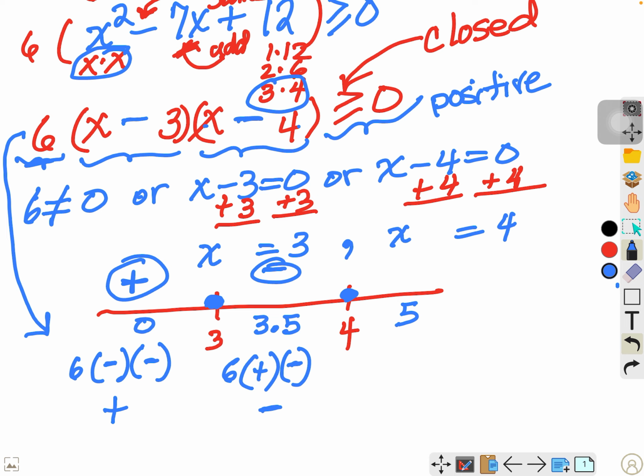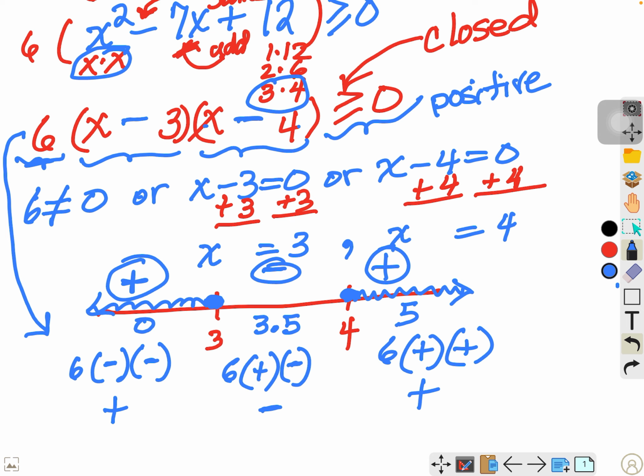And we test 5. So we have 6 times 5 minus 3. That's positive. 5 minus 4. That's positive as well. So we get a positive outcome. And since we're looking for the positive regions, these are all of the solutions.